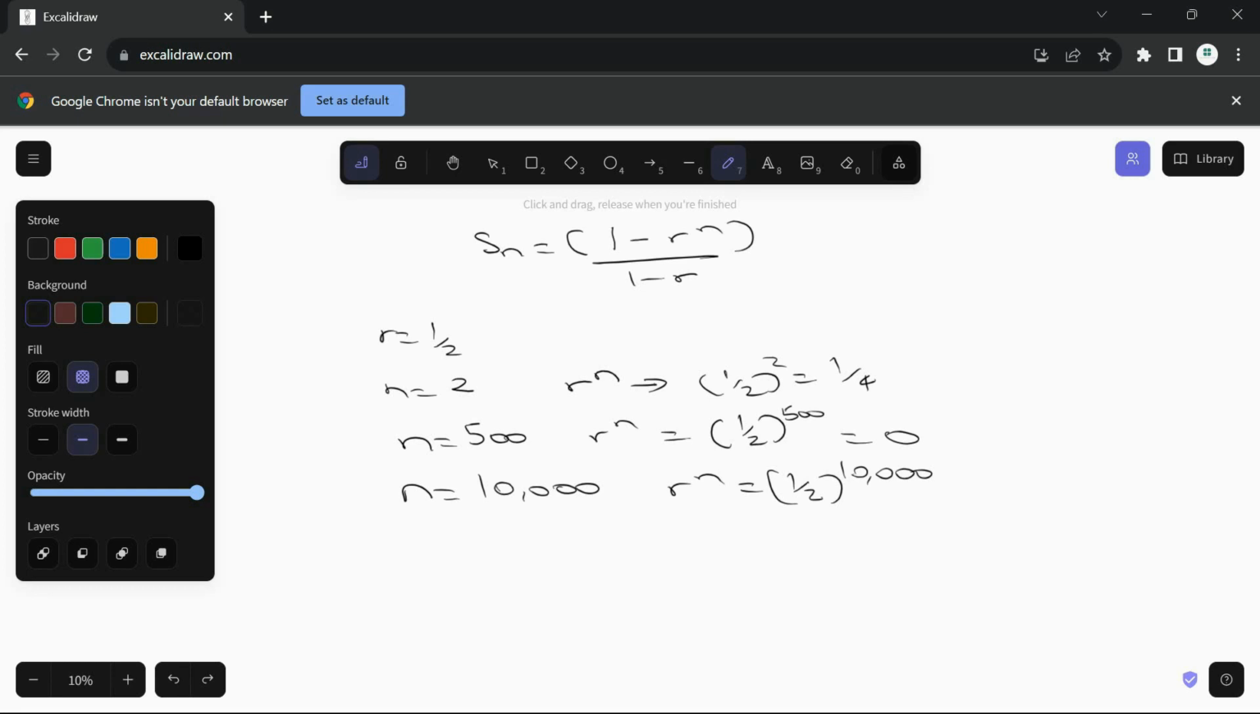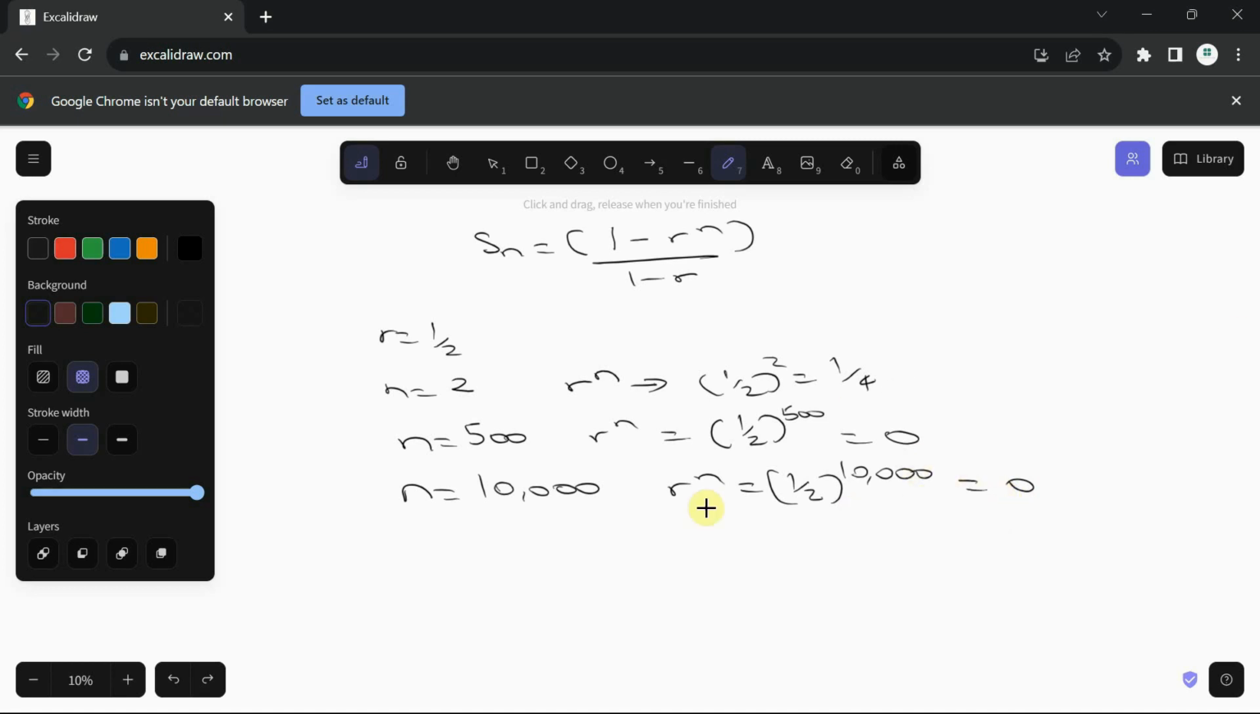So if you punch that in your calculator, what would that give you? That will give you 0, right? You notice that when you're dealing with small values of n, R raised to the power of n is still a value you can work with, like 1 over 4. But when n reaches very, very large values, like 10 billion, when it's tending to infinity, R raised to the power of n becomes 0, right? And that is the portion we're actually interested in.